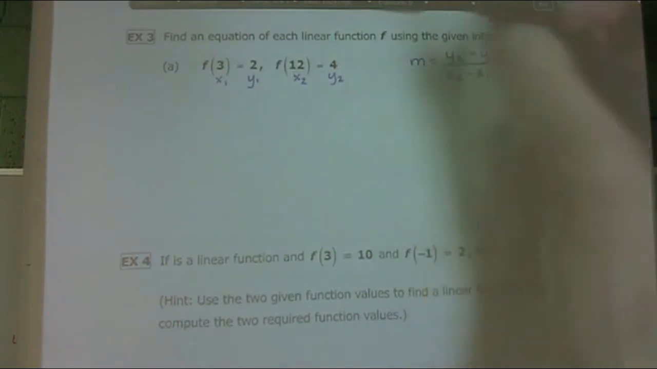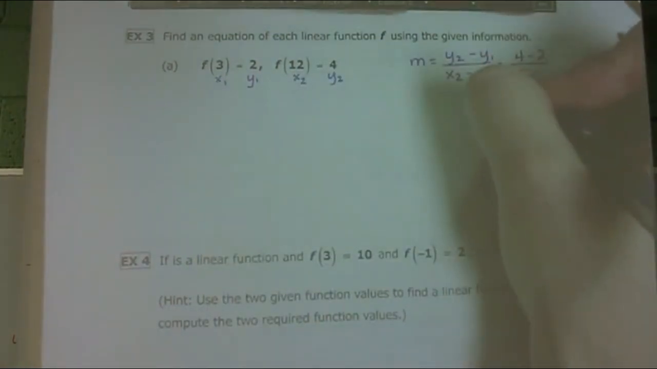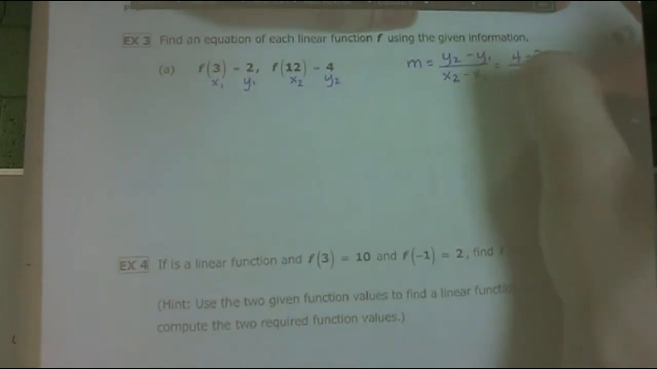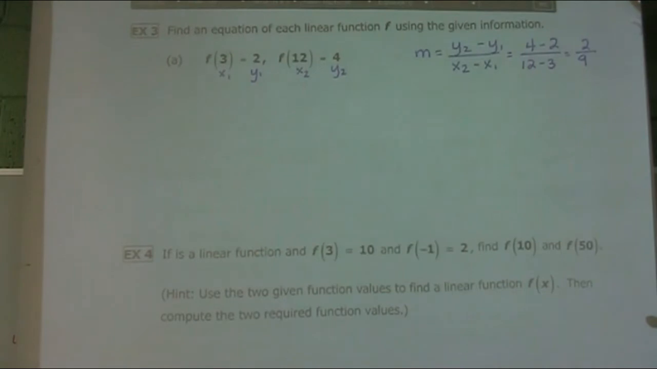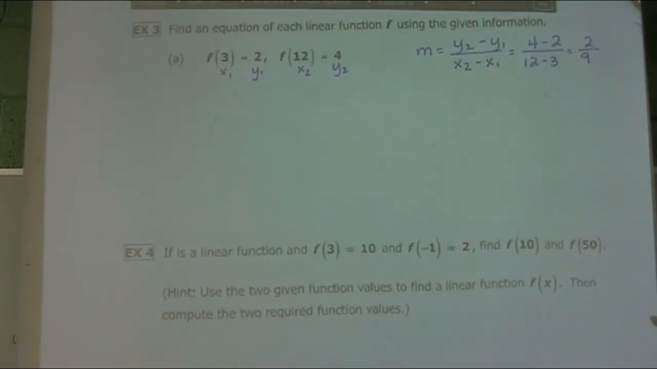So y2 minus y1 is 4 minus 2. On the bottom, I've got 12 minus 3. This equals 2 in the numerator, and I've got 9 in the denominator. So I have a fraction as my slope. This is fine. We haven't had an example with a fraction yet.